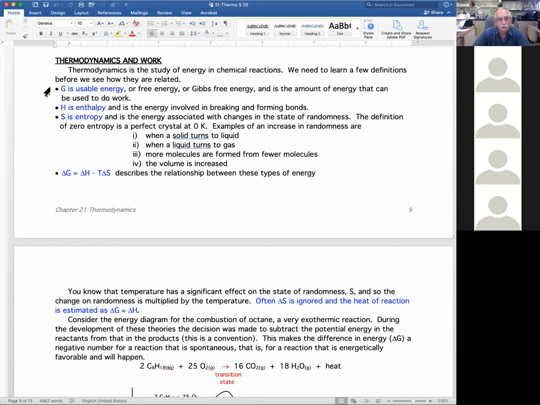So what is the relationship of these three kinds of energy? Here's the mathematical relationship. The usable energy is equal to the energy that comes from breaking and forming bonds, also moderated by the change in entropy, the change in randomness. And notice that the temperature is multiplied by the change in randomness because it's temperature that causes all these things to happen. So you cannot separate those two terms from one another.